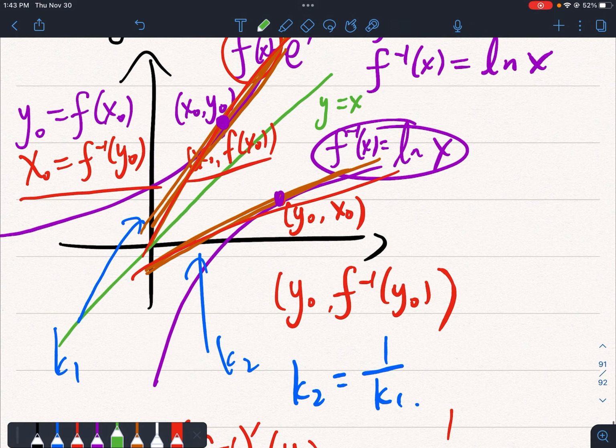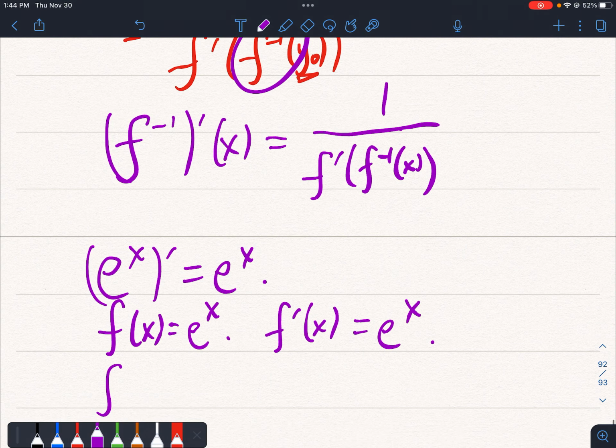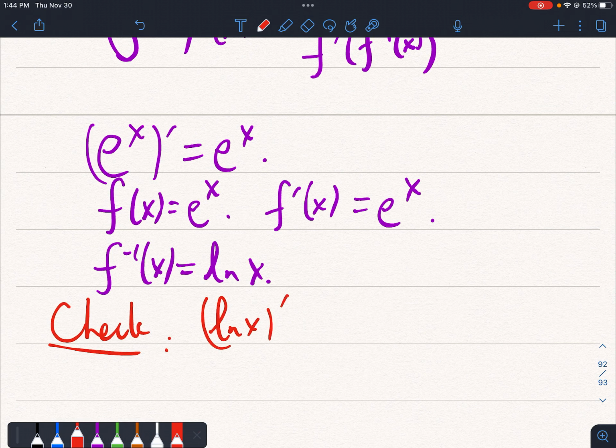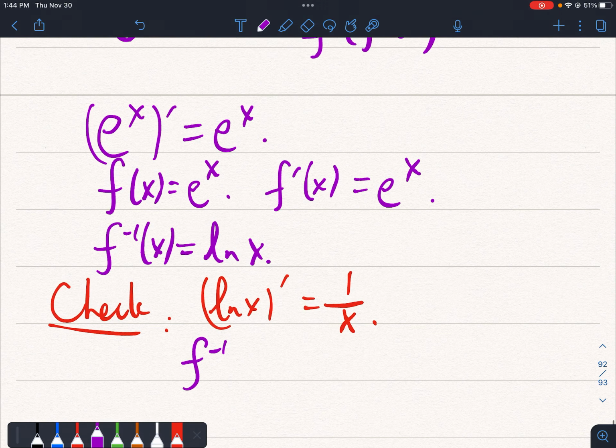So maybe we can just try to use the fact that e to the x has the derivative equal to itself. Then we can take this as f of x. Then this means f prime of x is equal to e to the x. And also we know that f inverse of x is ln of x. So we can actually use this to check that the derivative of ln of x is indeed 1 over x. What does it mean?